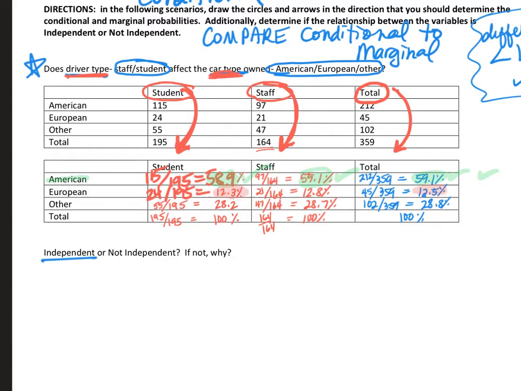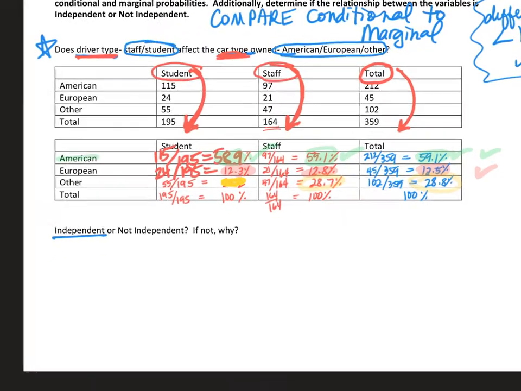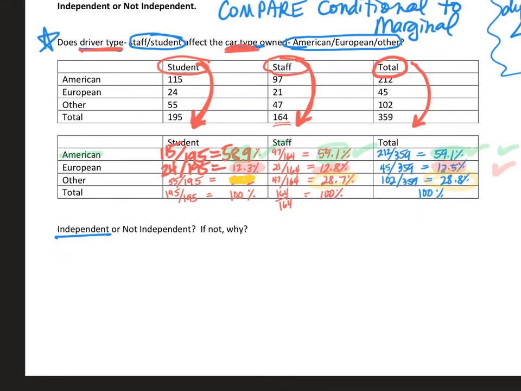Let's see what's happening here. 12.3 I'm going to compare to the 12.5, and 12.8 I'm comparing to the 12.5. So those are also close enough to be considered independent, and so on. And the last one is my 28.2%, and I'm comparing that to this 28.7%, both of those compared to the 28.8%. All right, so in summary, the fact that you are student or staff type of driver does not change the rate at which you own certain cars.